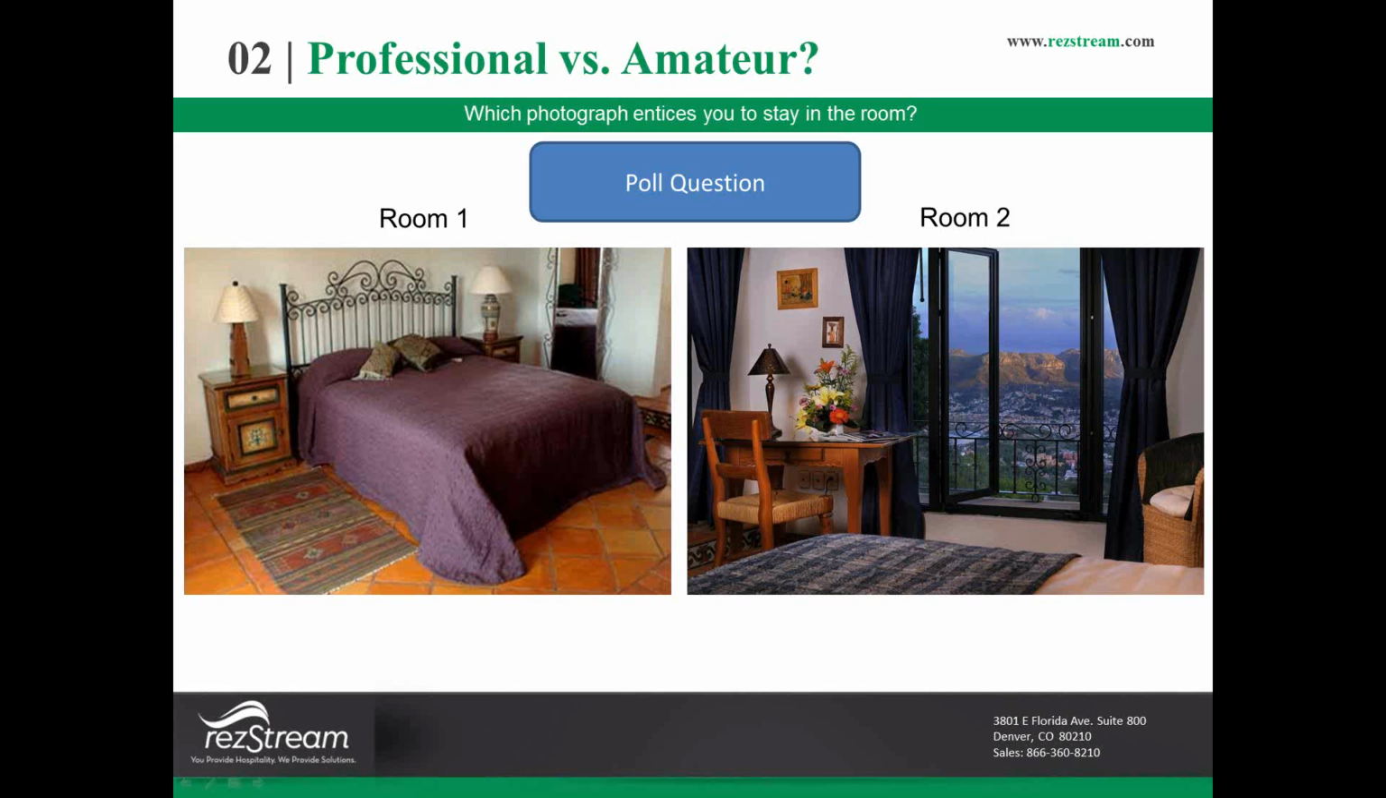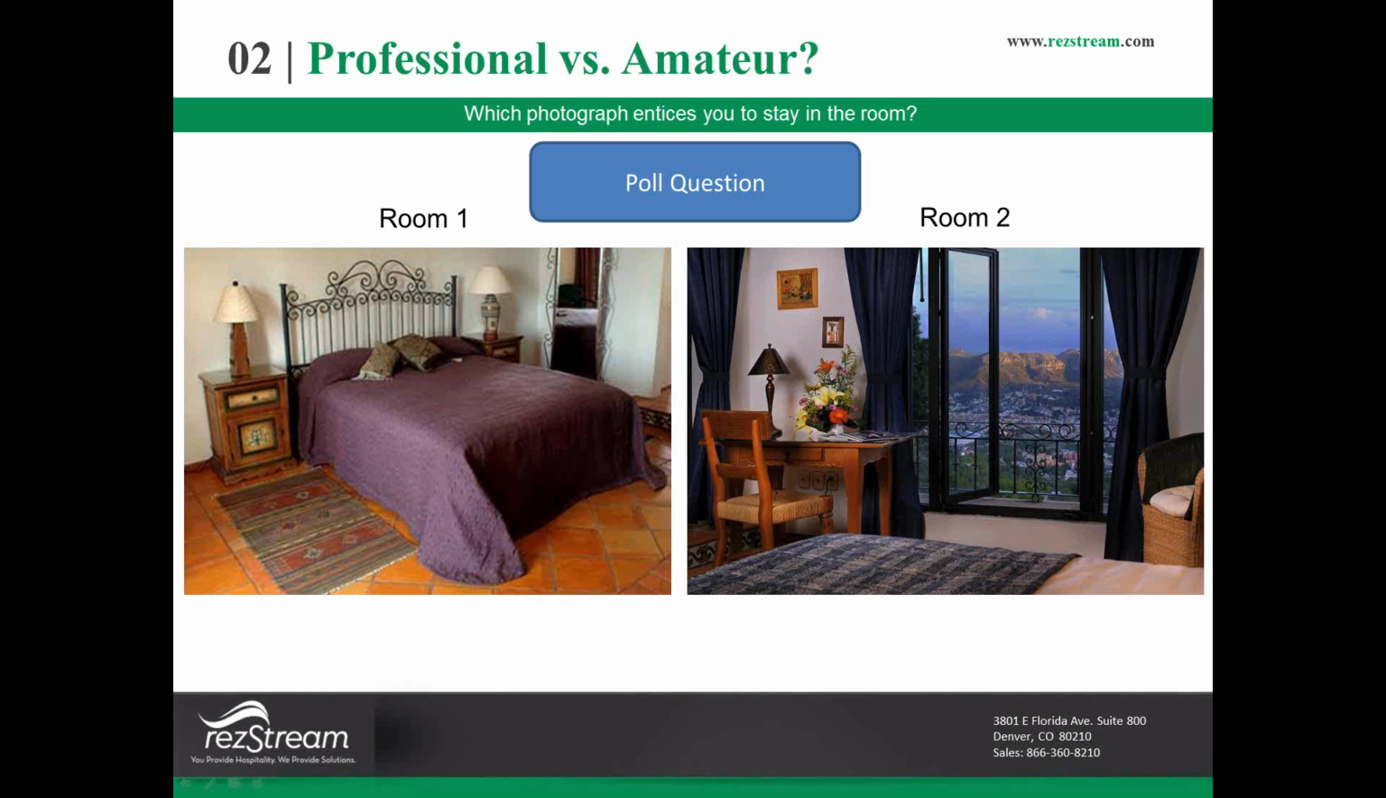And this is a great example of an amateur versus a professional. In room 1, you're showing where someone's sleeping. Well, yeah, is that important? Of course, they're spending the night there. But in room 2, you're showing the experience of that particular lodging accommodation. You're enticing that guest to come and spend money with your property, because not only are they going to get the bed, they're going to get the entire experience. So it's very important for you to understand the difference between an amateur shot and a professional shot.